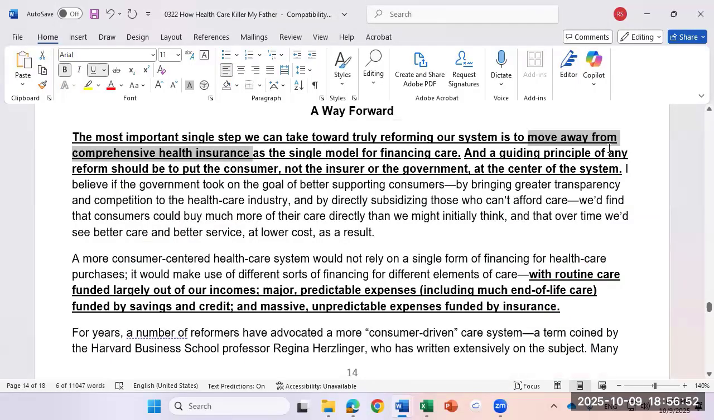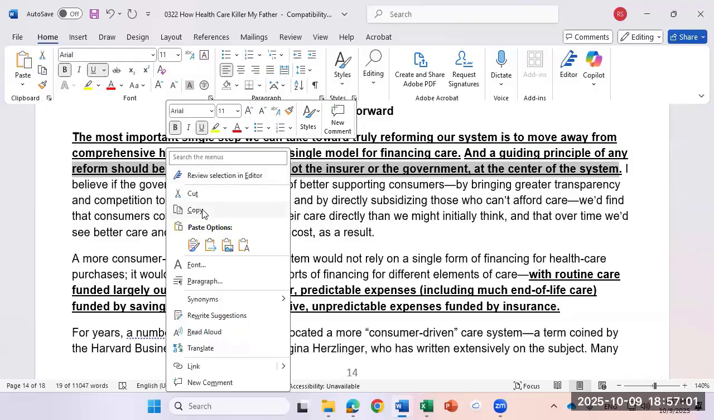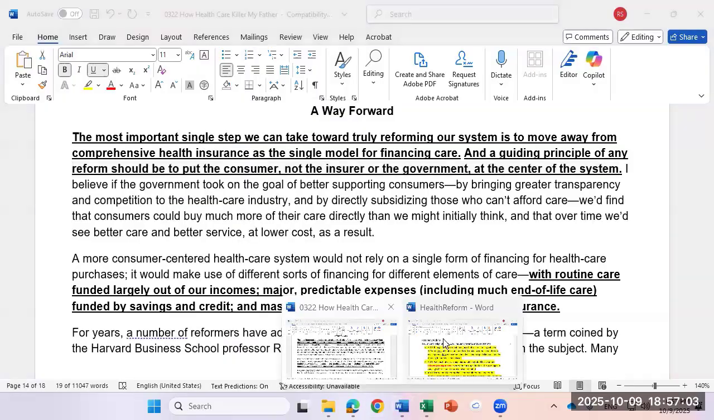So any reform should put the customer, not the insurer or the government, at the center of the system. If you want to use that as a quote, it would work really well on that consumerism section.